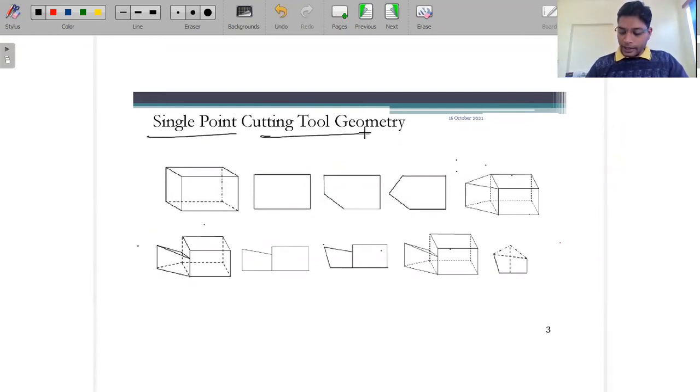Okay, so for that, as I said, I'm using this rubber. Okay, and let's discuss first. Fine. So what we are doing here is creating a model of a single point cutting tool, how a single point cutting tool looks like.